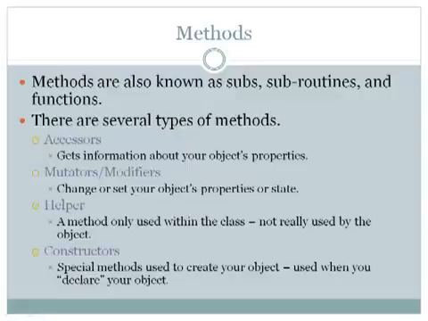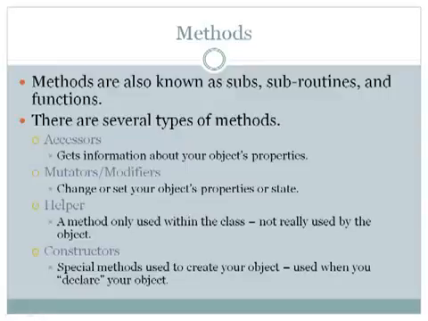Another type of method is a helper method. A helper method is generally a private method that's only used inside of a class. It's not really used by the object itself. Instead, it may be used by the class to automatically be called to help calculate something, for example.